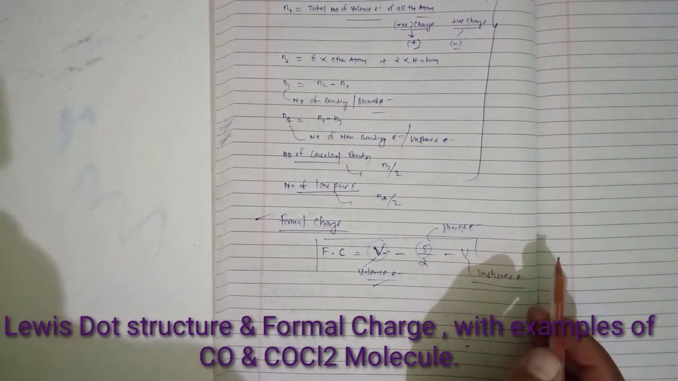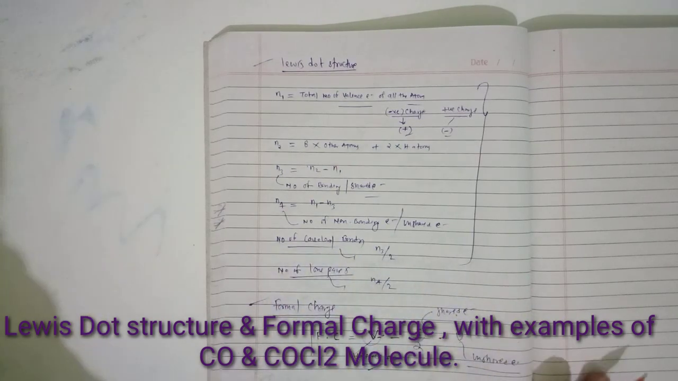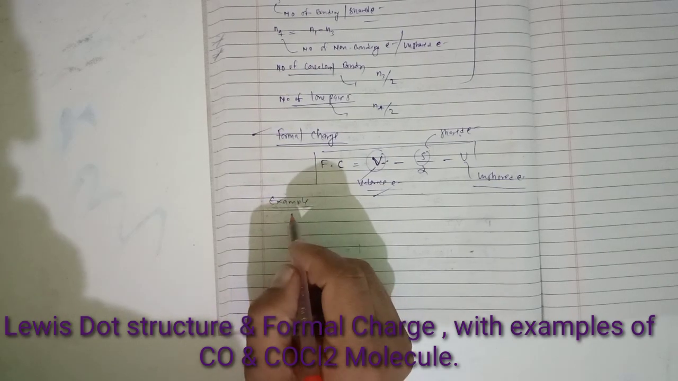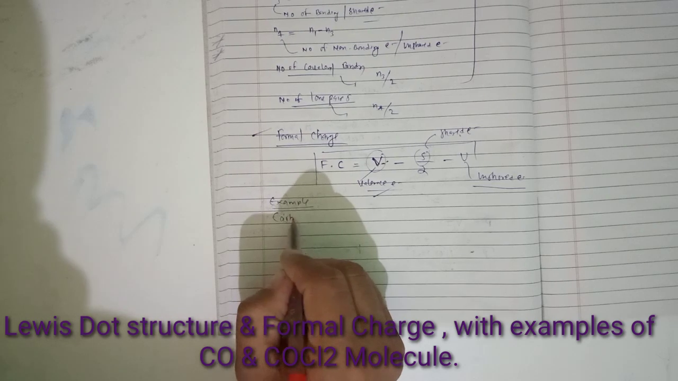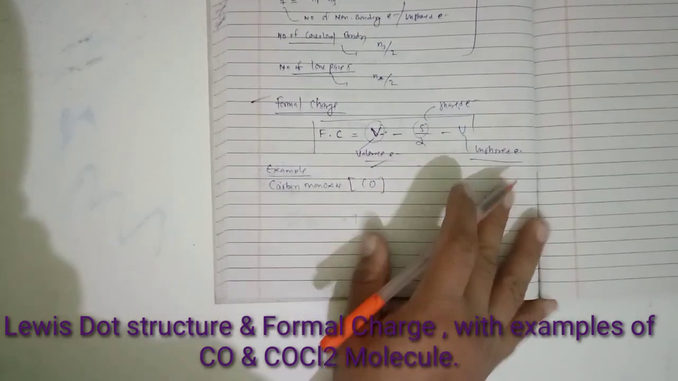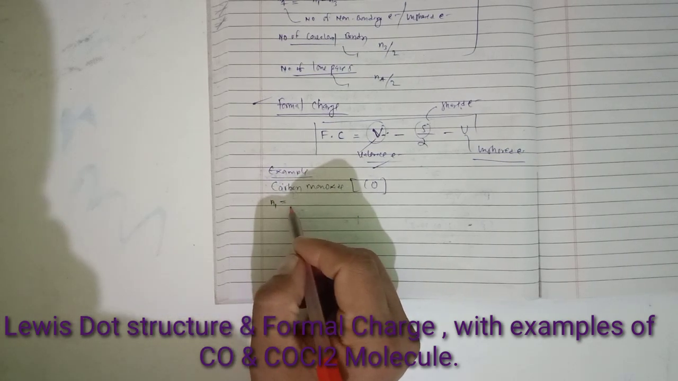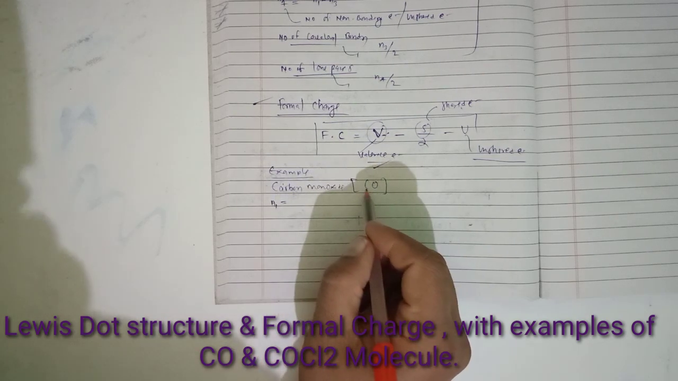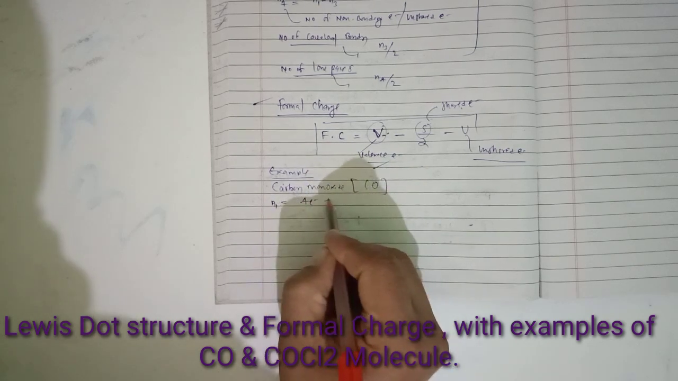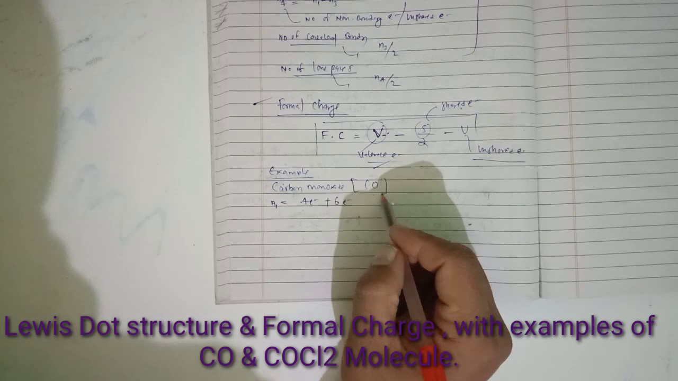Now let us understand this with the help of an example about Lewis dot structure and formal charge. Let us take the example of carbon monoxide, that is the CO molecule. First let us find N1, the total number of valence electrons for all the atoms. Carbon has 4 valence electrons and oxygen has 6 valence electrons, and there is no overall charge.